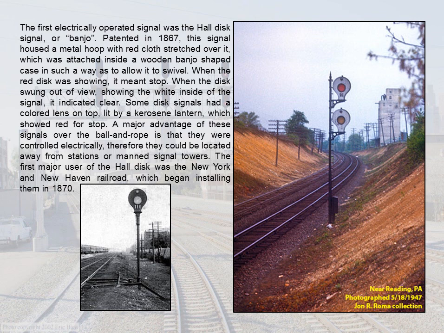A major advantage of these signals over the ball and rope is that they were controlled electrically, therefore they could be located away from stations or manned signal towers. The first major user of the Hall disc was the New York and New Haven Railroad, which began installing them in 1870.